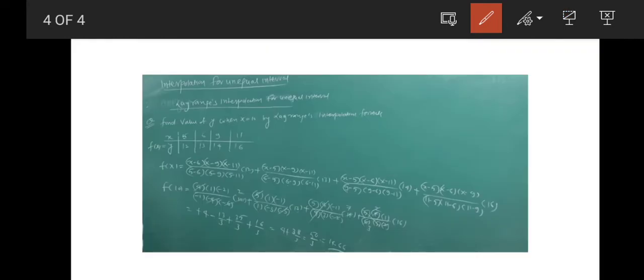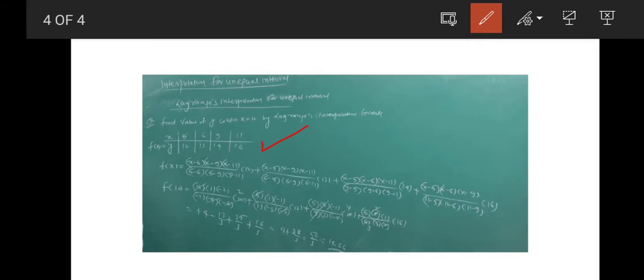So the concept for interpolation for unequal interval is that suppose you are given an unequal interval. As you can see in this interval, 5, 6, 9, 11, this is an unequal interval. So Lagrange's interpolation method comes into action. So what's the formula for Lagrange's interpolation method?